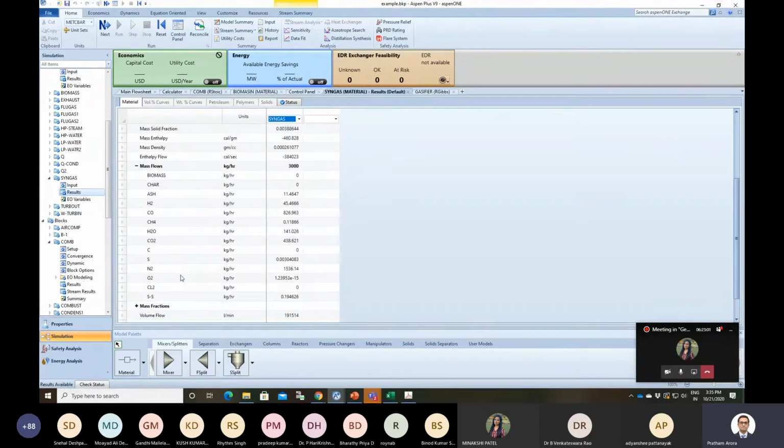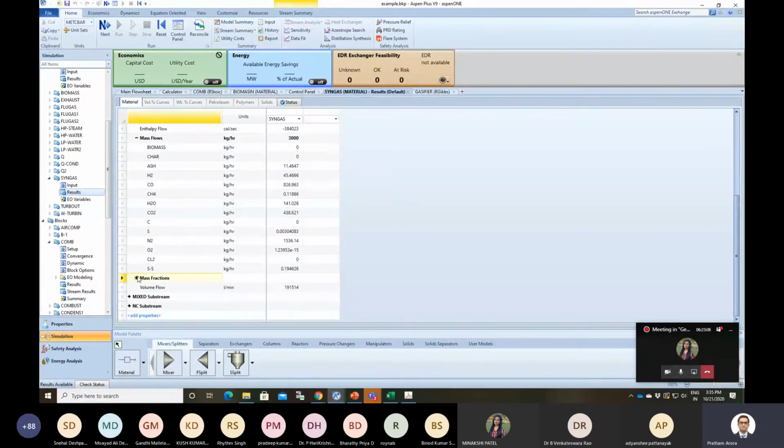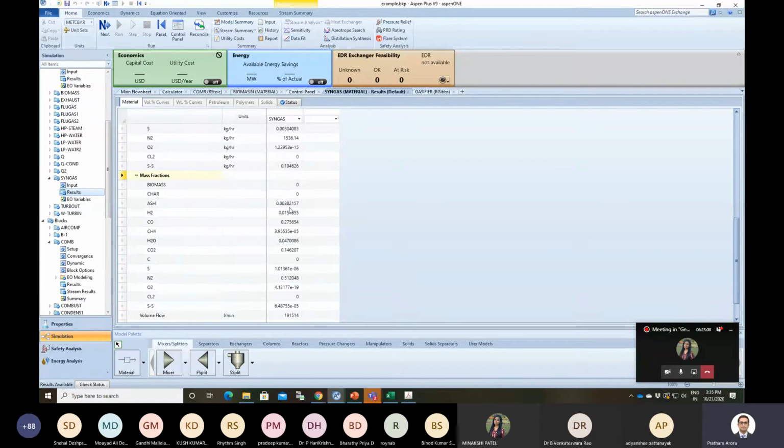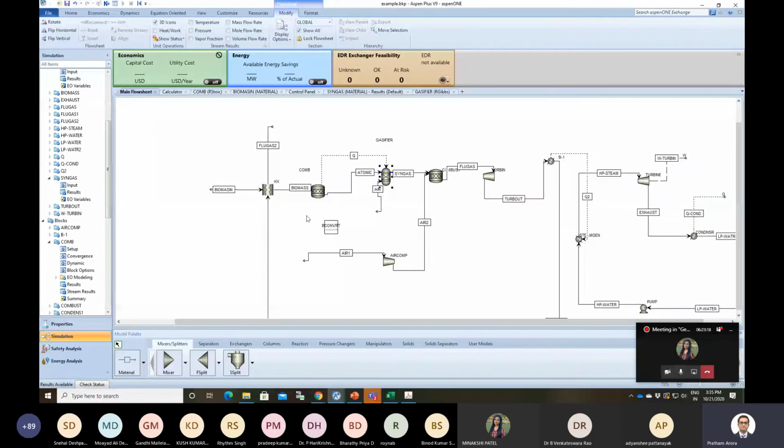The mass flows are within the range. This is the exact mass flows, and if I go for the mass fractions, it would be around 15% hydrogen, 27% carbon monoxide, and around 4% water. The nitrogen should be around 50%. So this is how it is giving me the syngas.